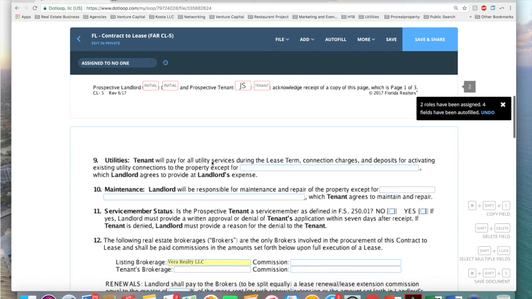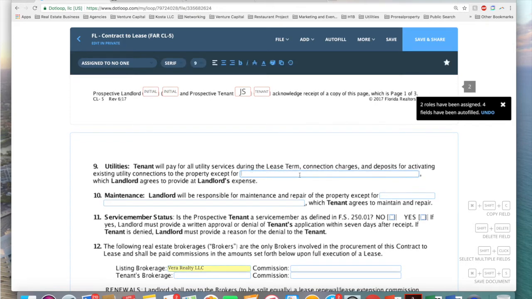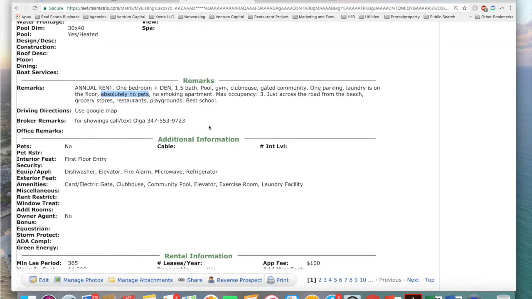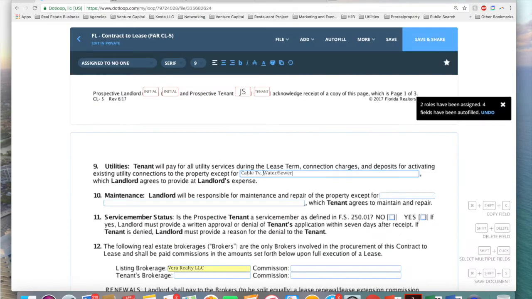Utilities. Tenant will pay for all utility services during the lease term, connection charges, and deposits for activating existing utility connections to the property, except for, sometimes within the communities or residential complexes, the water will be included. This is also to be verified. In our case, let's see what, if any, services are included. Rent payment includes cable TV, water and sewer. So we can just copy that and paste it back.